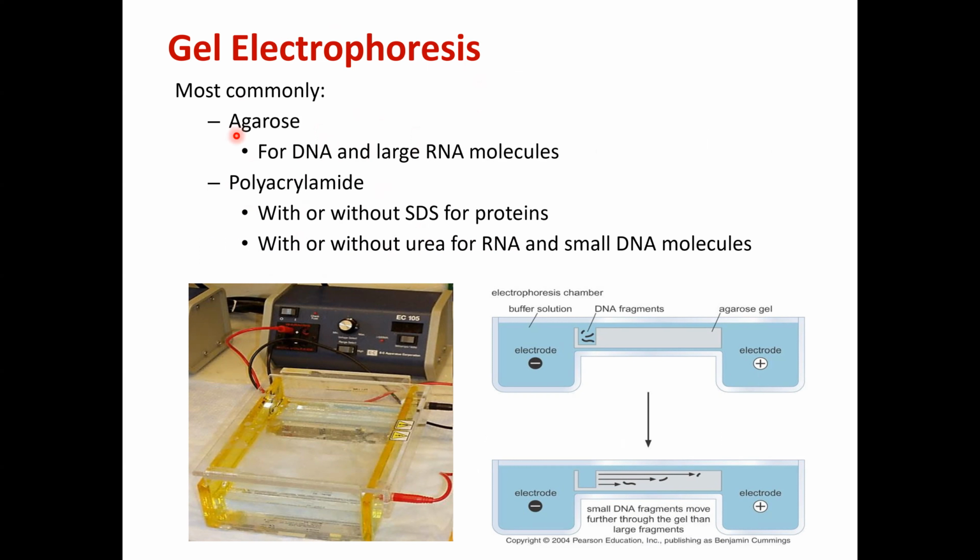If you are going to use matrices from agarose, then your purpose is identifying DNA and large RNA molecules. But if you are going to use polyacrylamide, then you could use it with or without SDS for proteins, or with or without urea for RNA and small DNA molecules.